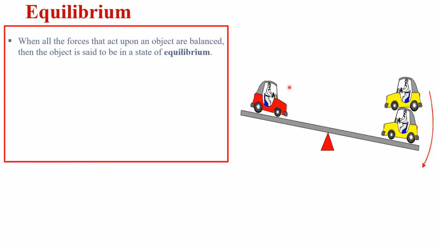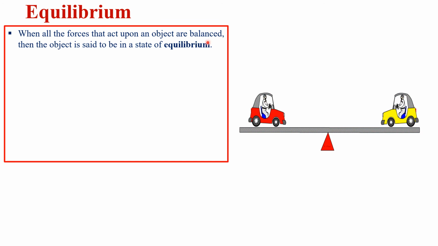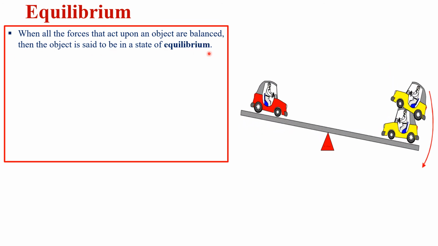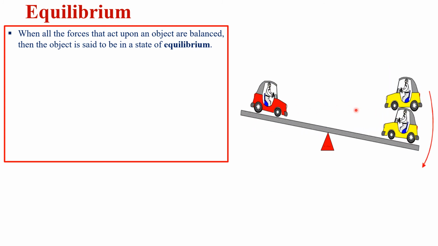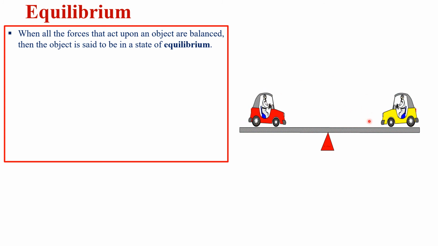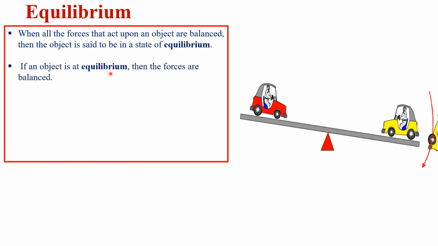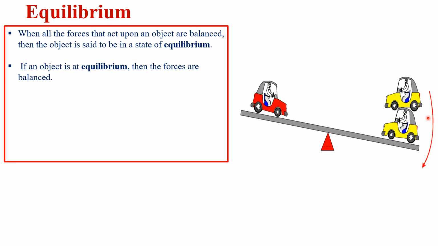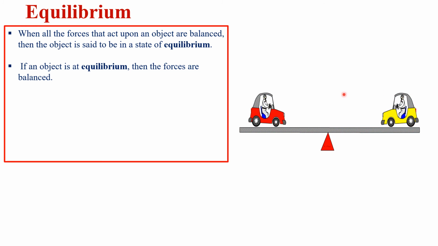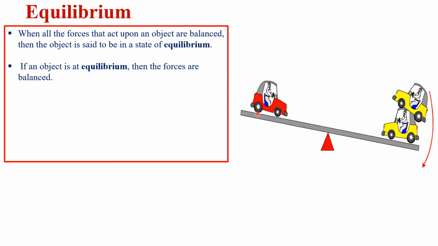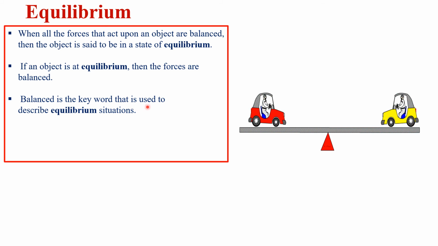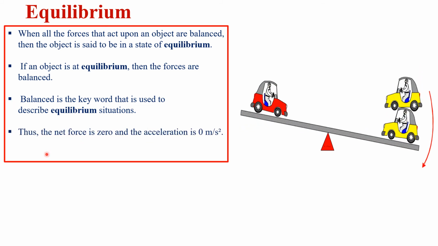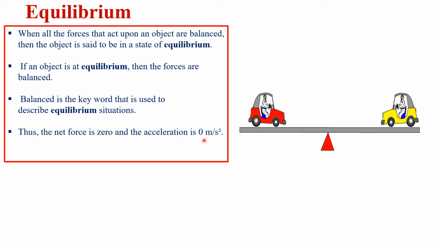Equilibrium. When all the forces that act upon an object are balanced, then the object is said to be in a state of equilibrium. Here, when we have only two cars and they are in a balanced condition, we say that it is the state of equilibrium. If an object is at equilibrium, then the forces are balanced. Balanced is the key word that is used to describe equilibrium situations. Thus, the net force is 0 and the acceleration is 0 meter per second square.